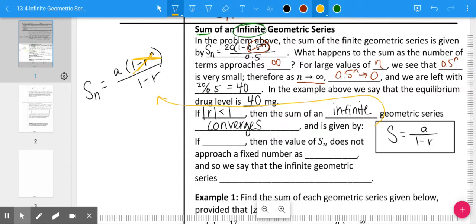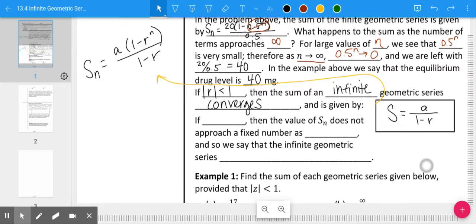So the idea is if R is less than 1, then as n goes to infinity, that factor becomes 1 minus 0, which is just 1, which doesn't impact your overall sum. So when we cross out that second factor, that A over 1 minus R is our formula that we use today. So I just want to notice the similarities between yesterday's formula and today's.